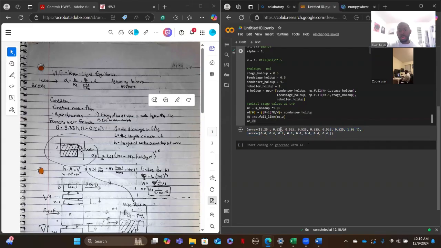And then we have our change in flow rates. You see here our reboiler says 1.5 and 3.2, and that's kind of high. Hmm, that is kind of high.